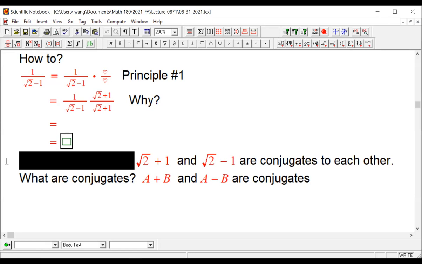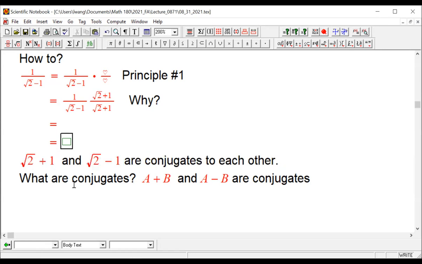Do you guys follow me? Did you guys write down the word conjugates? Yes. Okay. So if you formulate two quantities by A plus B or A minus B, where A and B are arbitrary numbers, then you get conjugates. What's so special about conjugates?